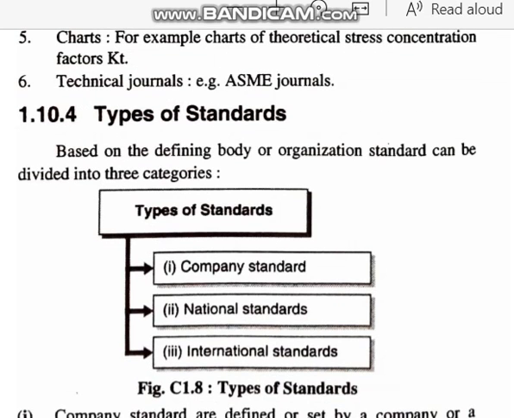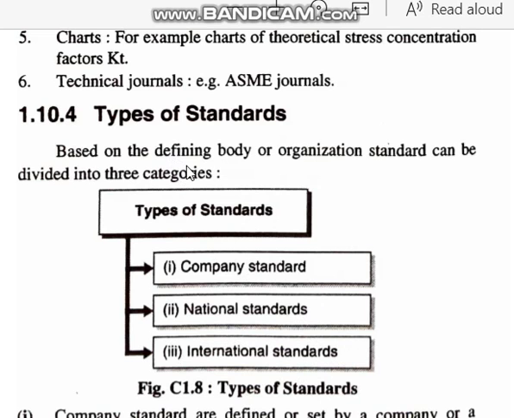Everything, consolidated information about all those things, is available in one place. Now coming to standards. We talked about Indian standards. Standards can be of many types. What we were talking about was national standards, and to some extent we touched on international standards.